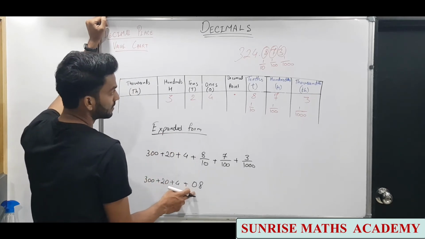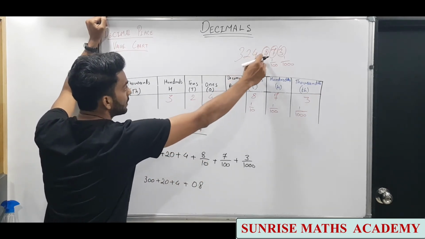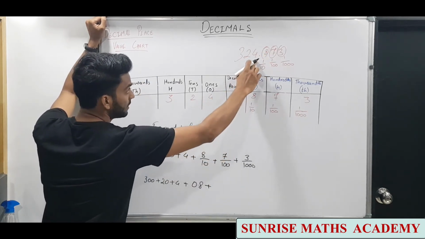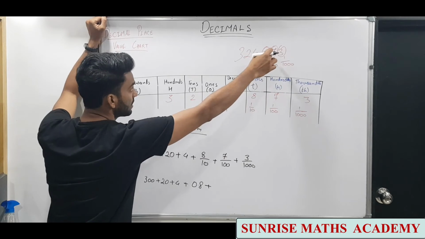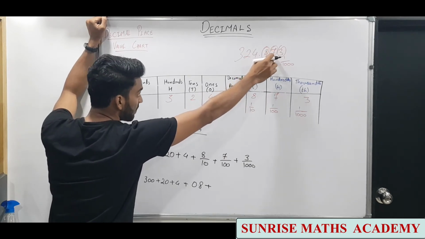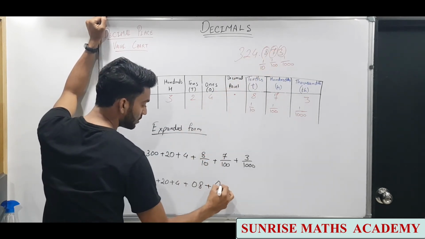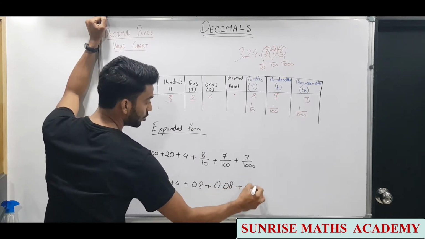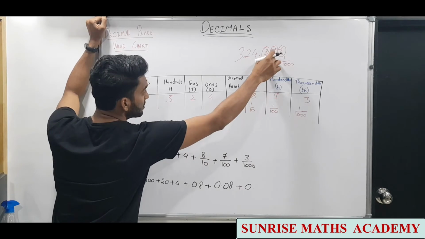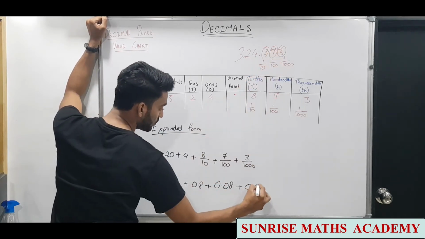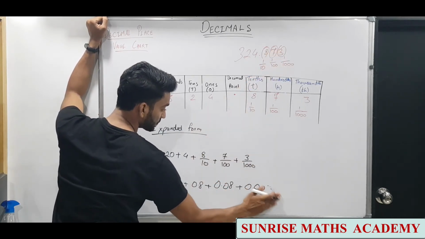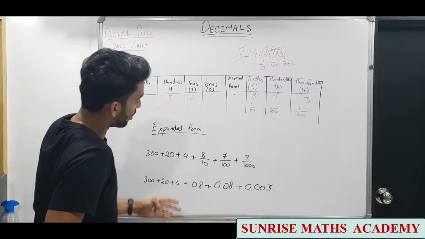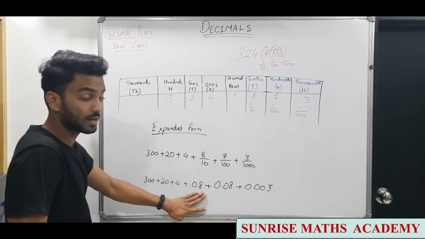How can we write it like this? Directly 8 after the decimal. Then plus, leave this place 0, then we have 7. So instead of 8, we write 0.08. And this will be 0.1, 2 digits are there. Then 3 is there, so 2 zeros will come, and then 3. This thing you can write directly from here also, or if you are writing like this and then writing this, that will be okay.